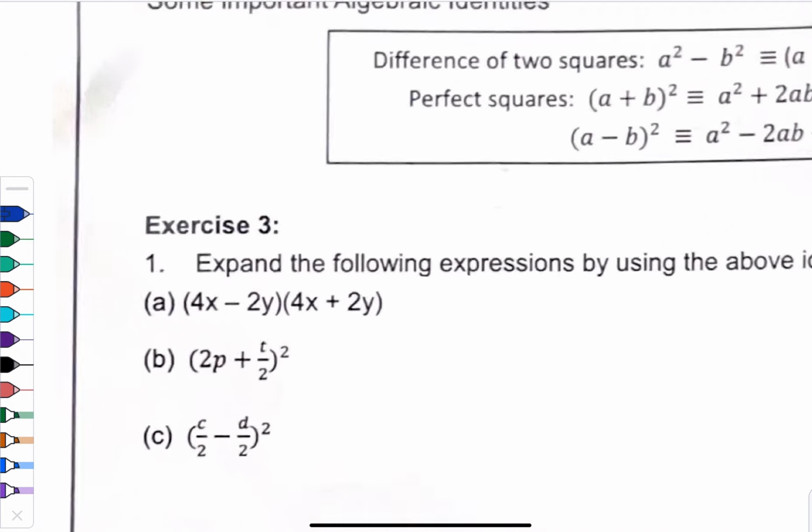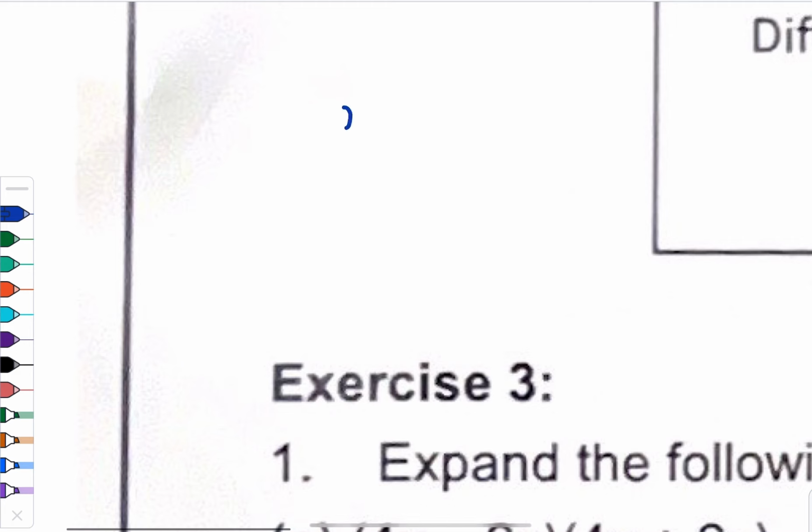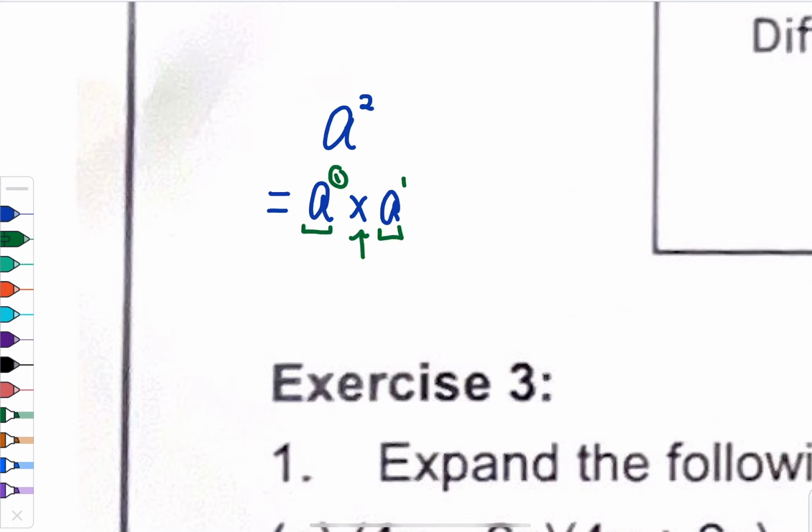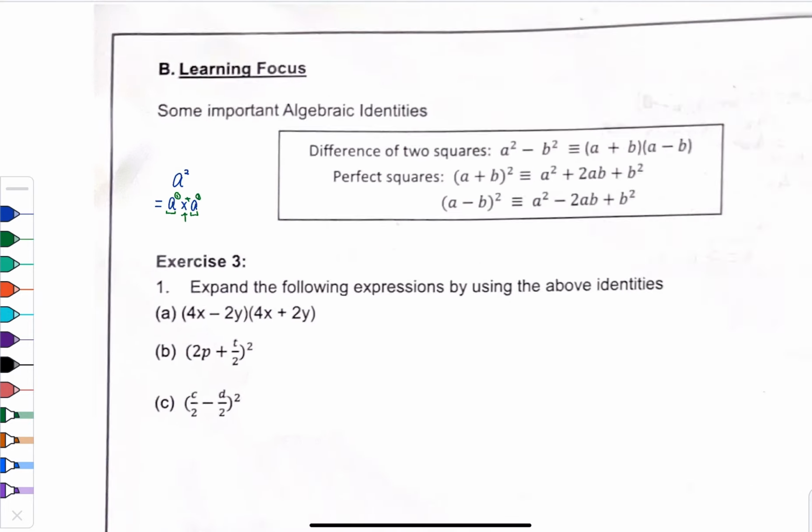So before I continue, do you still remember what this a square means? A square means a times a. Both of them have just one power on top. If the bases are the same, inside there's a times, the powers will add up. Okay, does this look like eyes? I don't know, I just thought of it.